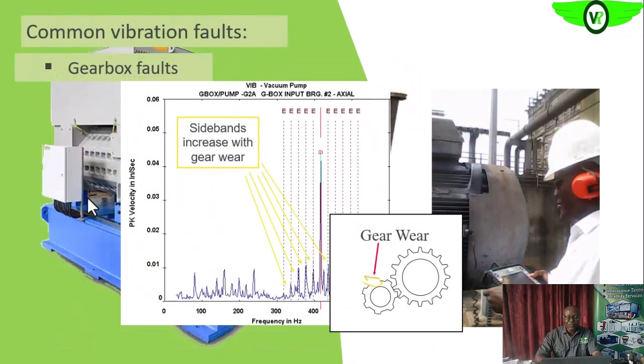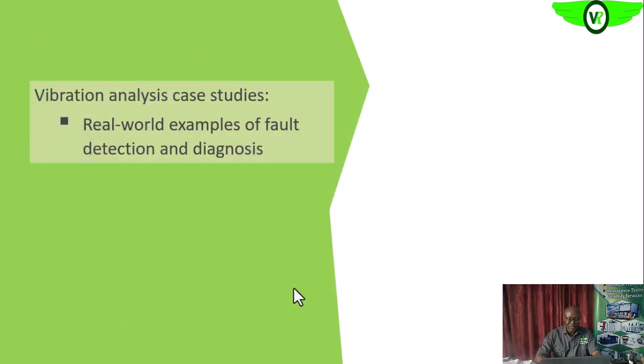Another common fault that you can detect with vibration analysis is gear problems or gear faults. Like we said earlier, you will see all of this in the gear mesh frequency, the number of teeth times the number of rotations. So just go to that area and try to analyze the sidebands to know what is actually happening within the gearbox.